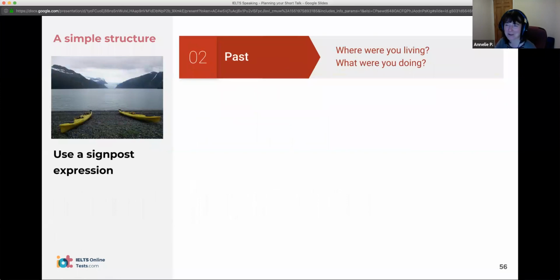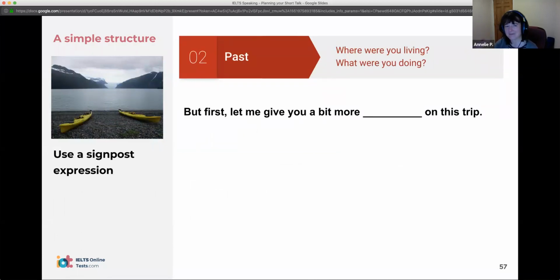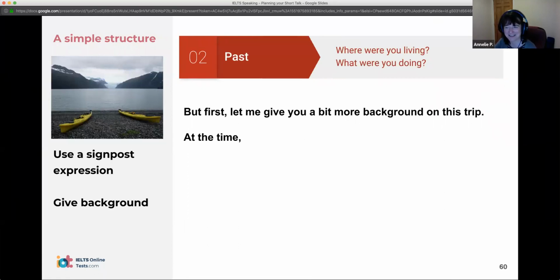Okay, so we've introduced it. Now we're going to go and give some more background. So I've already given you the answer here. First, let me give you a little bit more detail, or background, on this trip. So don't go too quickly into your topic. Give a little bit of background first. It gives you a lot more time. I'm sorry, Prahlad. And then you explain that background.